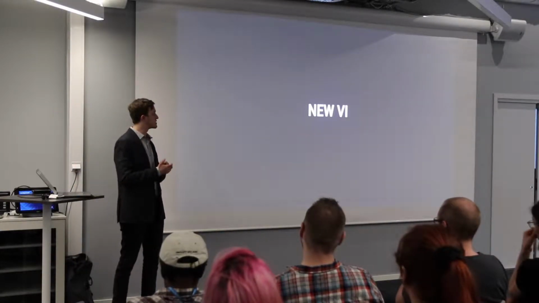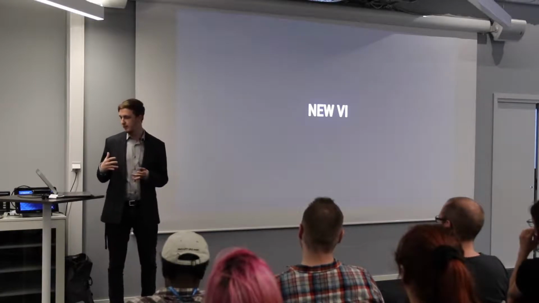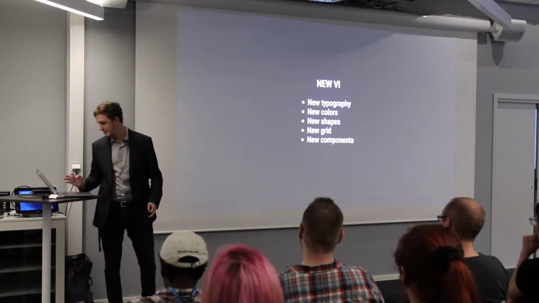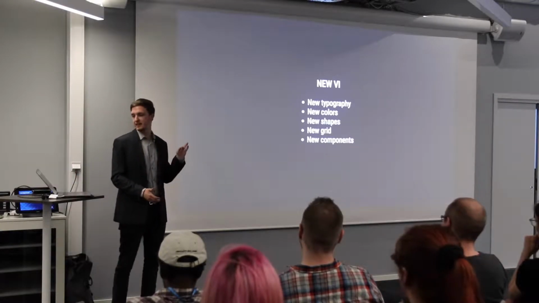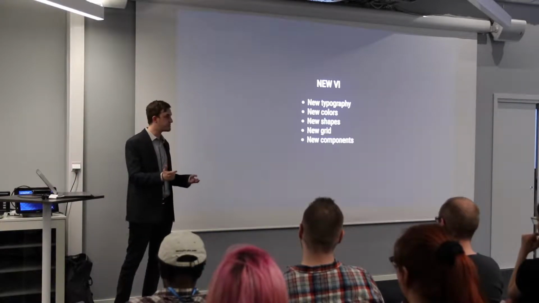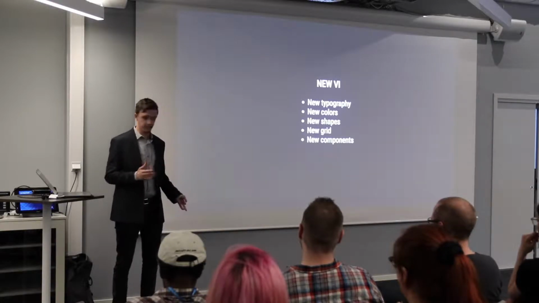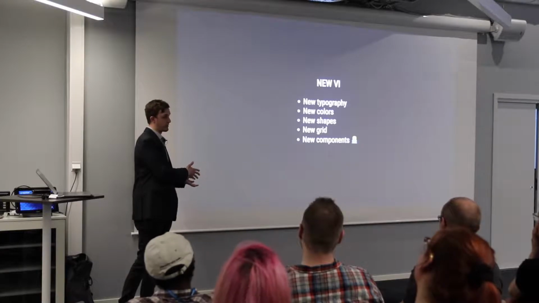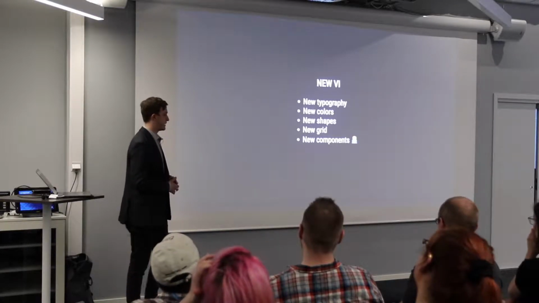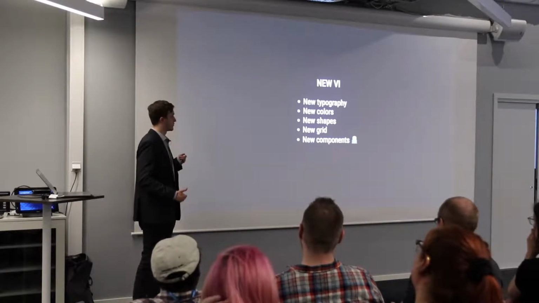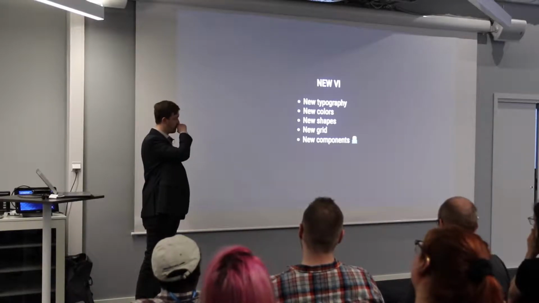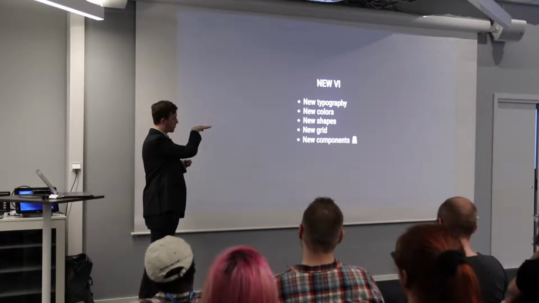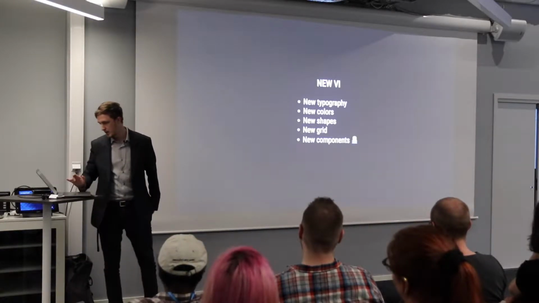Then the designers came up with a whole new VI approach and came to us and said, okay, let's freshen up things a bit. It means introducing new typography, color, shapes, a new grid, and new components. New components is something that we are currently working on, so it's work in progress. But we have a lot, really a lot of code that needs to be somehow changed to align with the new rules for typography, color, shapes, and grid at least.